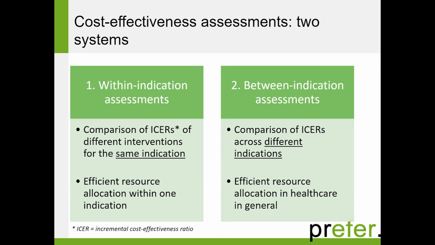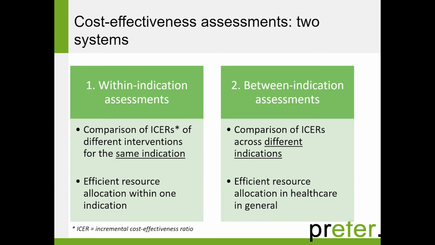One system is the one that looks at interventions within one indication. So this is, for instance, the case in Germany, where the incremental cost effectiveness ratios of different interventions for the same indication are compared. And then with a given budget for that indication, the resources are allocated to these interventions. So you choose the best, the most efficient health technology for treating that specific indication.